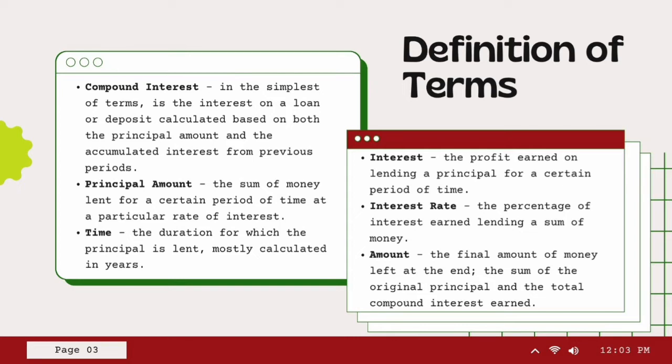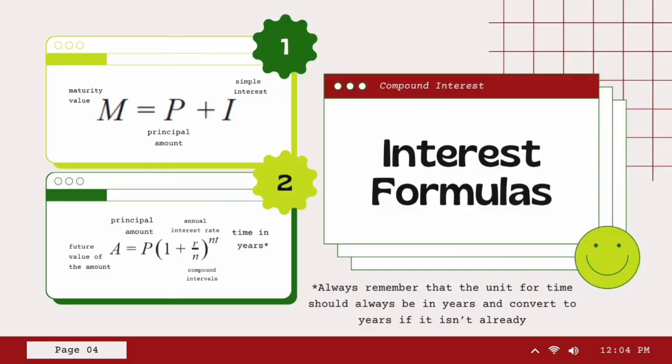Time, the duration for which the principal is lent, mostly calculated in years. Interest, the profit earned on lending a principal for a certain period of time. Interest rate, the percentage of interest earned lending a sum of money. Amount, the final amount of money left at the end, the sum of the original principal and the total compound interest earned. With that said, let us look at the formulas related to compound interest.